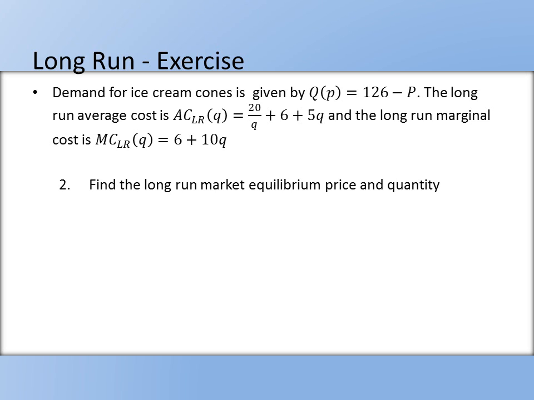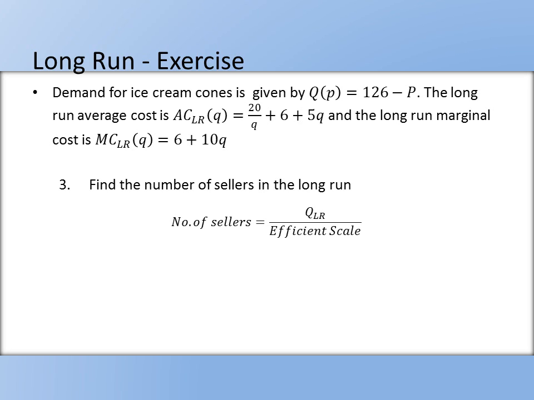2. Find the long-run market equilibrium price and quantity. Price equals the lowest possible average cost, so this is 26. The long-run equilibrium quantity is given by what demand is at $26, which is 100. The number of sellers adjusts to meet demand. So the number of sellers equals the long-run equilibrium quantity divided by efficient scale, which is how many units each seller is producing. So to meet a demand of 100, when each seller is producing 2 units, you need 50 sellers. Notice this is a lot more sellers than in the short-run equilibrium we had just now.